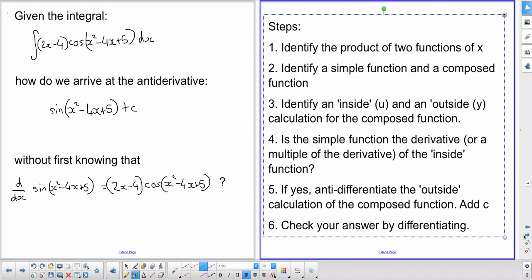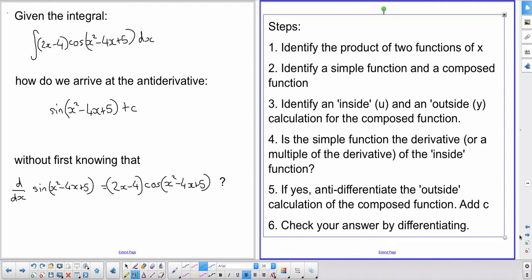So let's suppose then that I just had the integral and I needed to arrive at the antiderivative without first knowing the pair, the differentiating. So here we have 6 steps. The first is we need to identify the product of two functions. We need to look for, in the integrand, a simple function and a composed function. Then we need to look for an inside function, as in the first step, the first thing you calculate, the thing that you would call u, and an outside function, the thing that you do next, the thing that takes you to the value y.